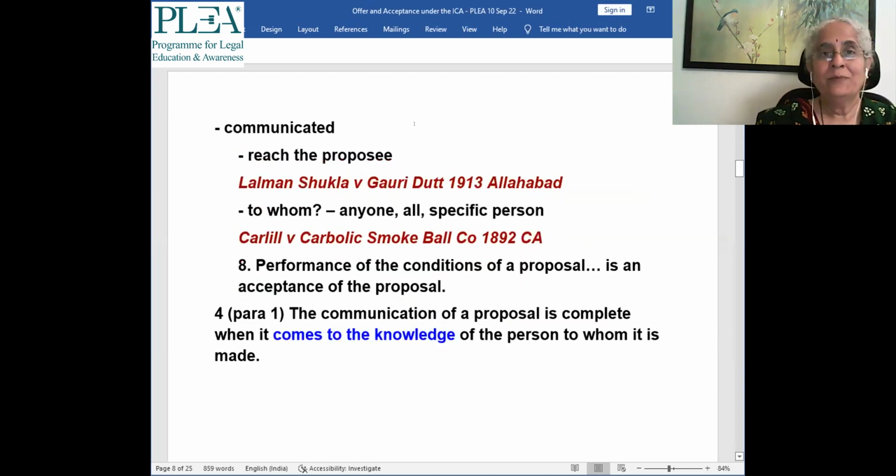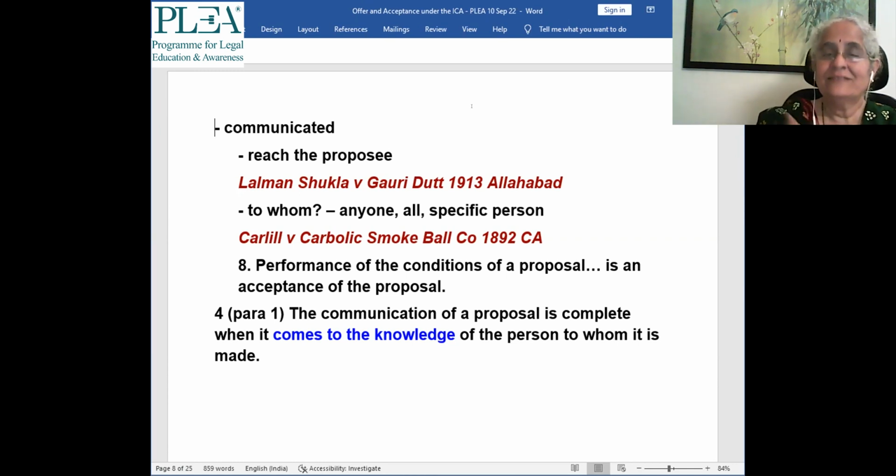Now, this offer must be communicated, meaning it must be made known to the person. This is of course assumed, because how can there be an acceptance unless it is communicated? As I said, these issues arise after a case has arisen. So there is this case of Lalman Shukla versus Gauri Dutt. A person has lost his nephew and he has a clerk, a Mukadam, and he sends this clerk to search for the boy. Naturally, the man goes out to search for the boy because that is his duty. The master has ordered.